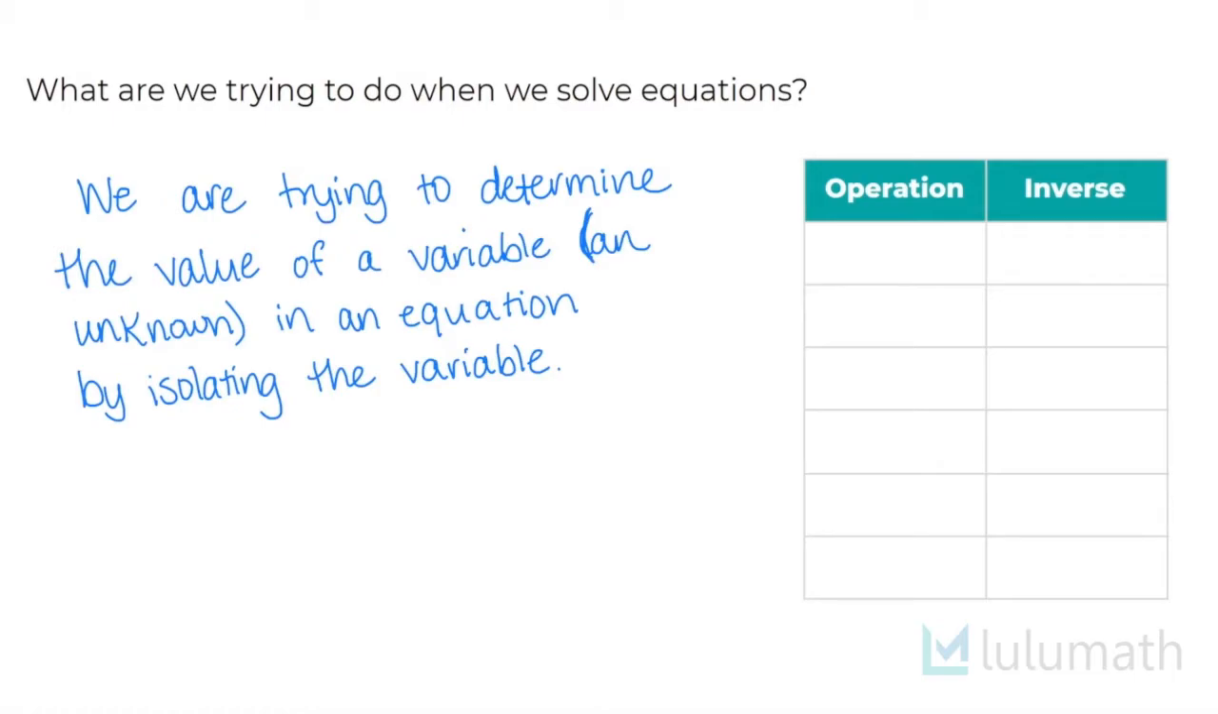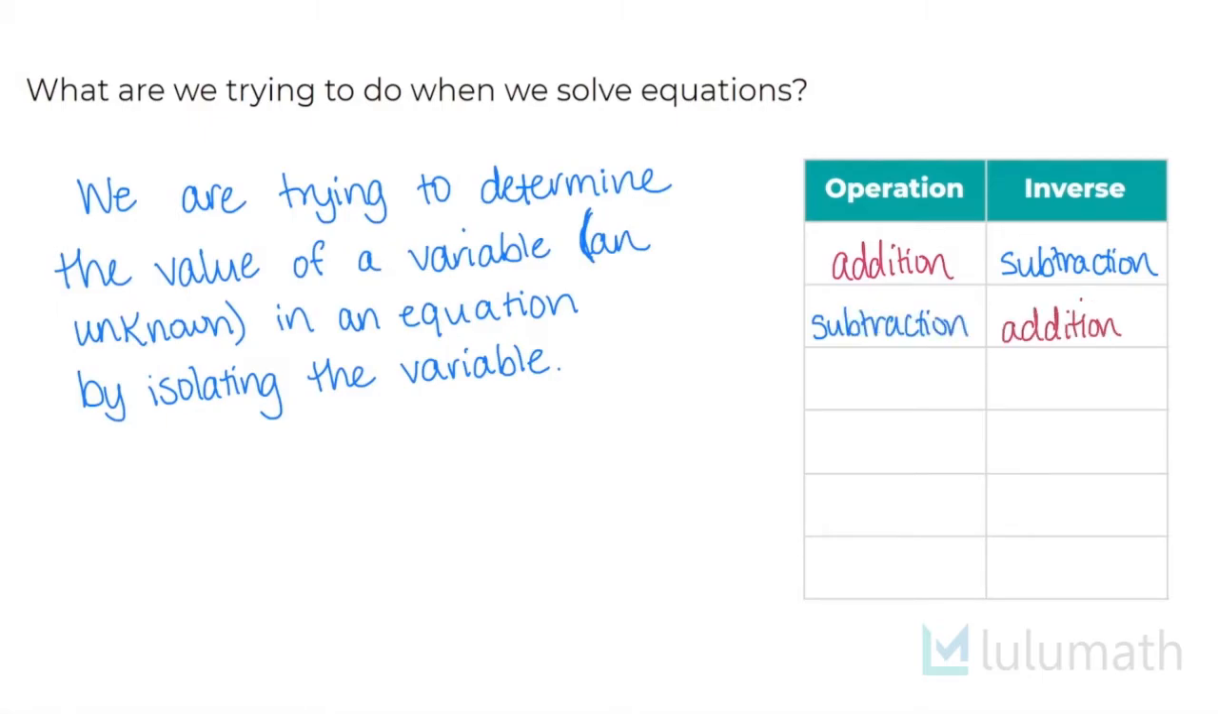So for example, an operation that we're familiar with is addition. And the inverse of addition is subtraction. Because, for example, if I were to take 5 and 7 and add them together, I would get 12. Now, if I want to start with this end number and get to this 5, I would do that by subtracting. So addition and subtraction are inverses of each other. They undo each other. Likewise, the inverse of subtraction is addition.